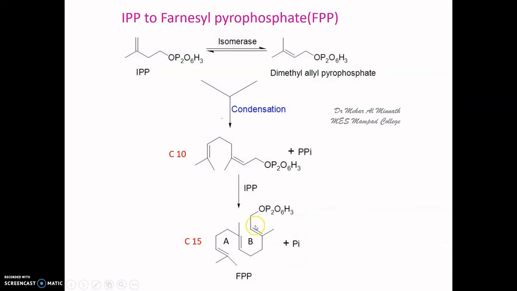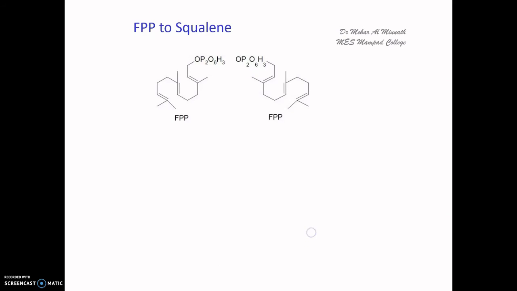That is, this part, the pyrophosphate moiety, undergoes condensation. So this FPP is a 15-carbon compound. So two FPPs combine together to form 30-carbon squalene. So here you can see this head-to-head condensation happens. This particular area undergoes condensation and you get squalene. So you can see they have condensed in the head-to-head fashion.